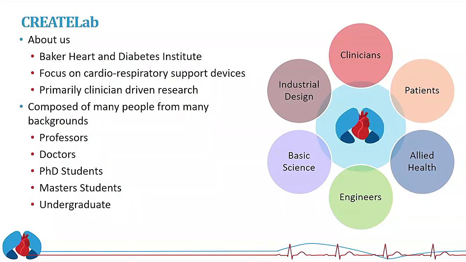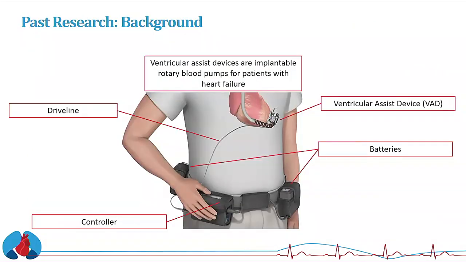So our lab's composed of many, many people from many backgrounds. We have professors, doctors, both medical and PhD. We have PhD students currently studying with us, as well as master's students and undergraduate, and we take students from both Monash and also internationally. So we currently have many students from Germany, and we have students from France and Italy. So it's a really good and diverse environment. So what did I do in the past?